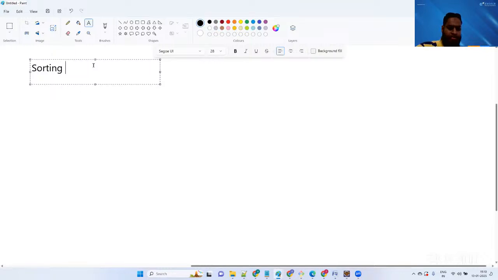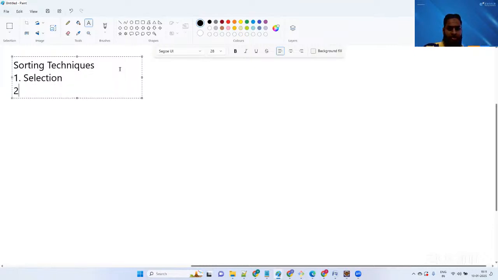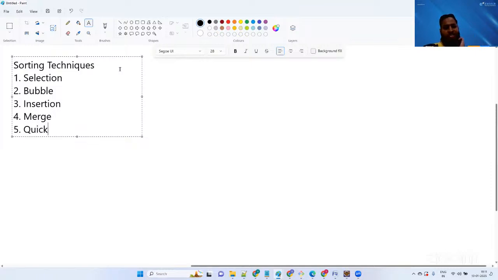Can you all name two sorting techniques for me? Whatever you know, you can put it in the chat. So we have various sorting techniques: selection sort, bubble sort, insertion sort, merge sort, quick sort. There are many more: counting sort, bucket sort, radix sort.